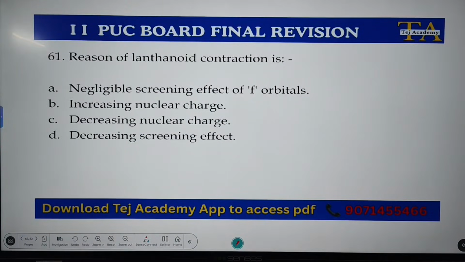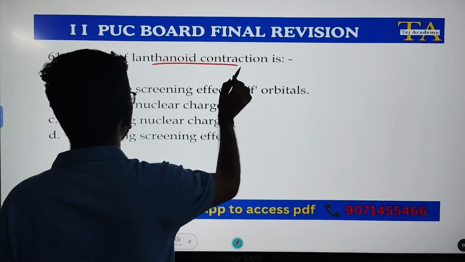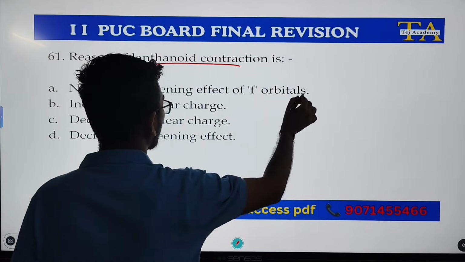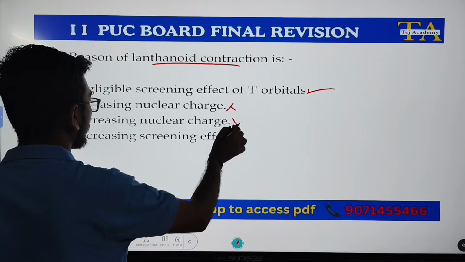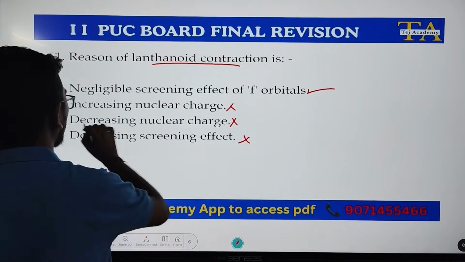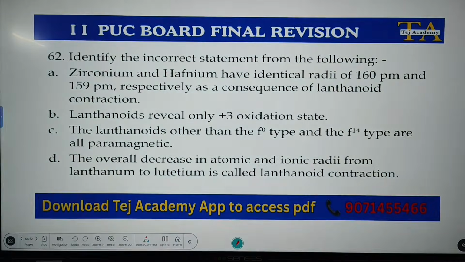61. Reason of lanthanide contraction is. So what is the main reason of lanthanide contraction? Negligible screening effect of f orbitals, right. Increasing nuclear charge, no. Decreasing nuclear charge, no. Decreasing screening effect, no. So option A is the right answer.